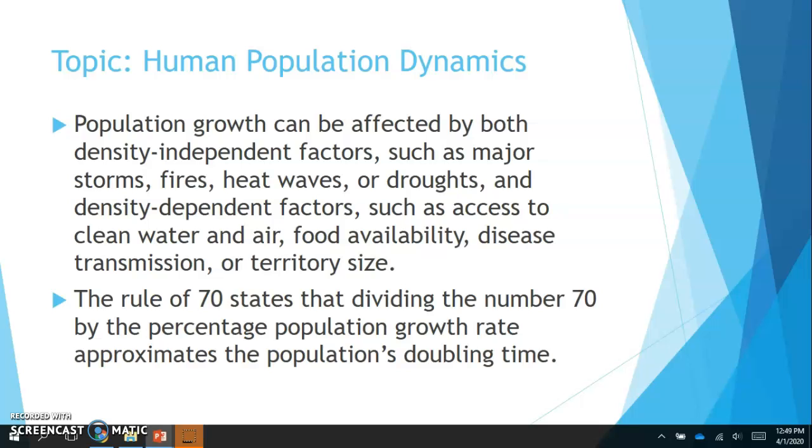Remember, your rule of 70 states that dividing the number 70 by the percentage population growth rate will approximate the population's doubling time. So how long will it take a country's population to double? And when you're doing that calculation, you do not have to change the percentage to a decimal. You leave it in its percent form, so its whole form. So if the percentage population growth rate was 35%, you would just take 70 divided by 35, which gives you 2, meaning that it would take 2 years for that country's population to double.